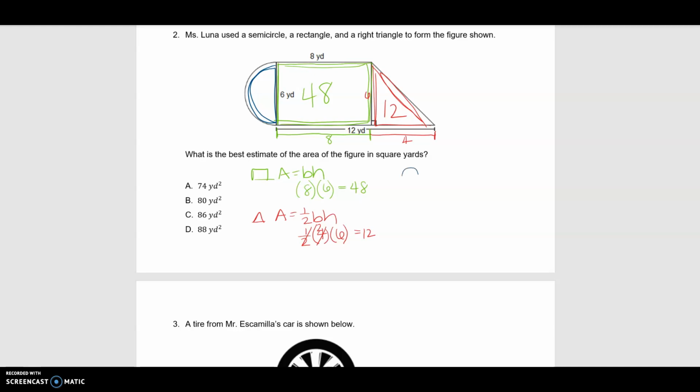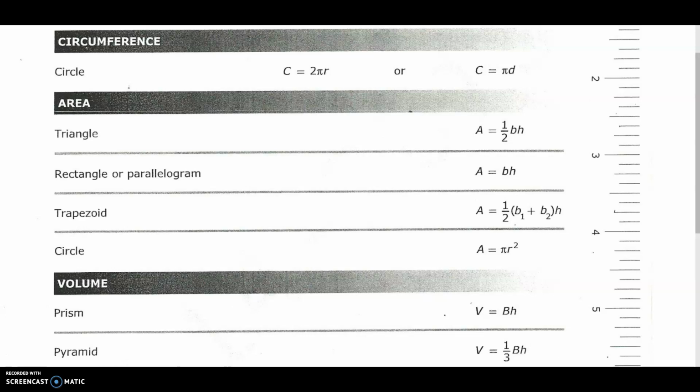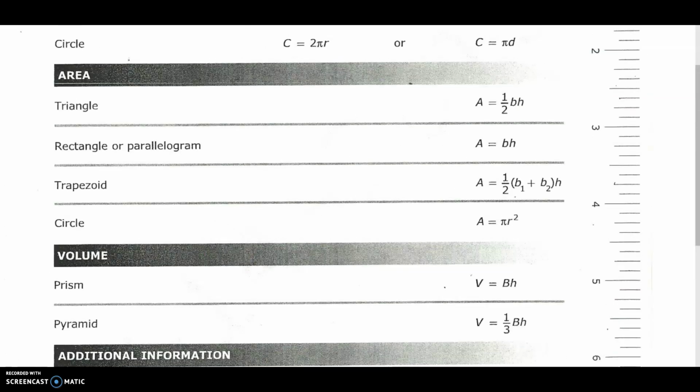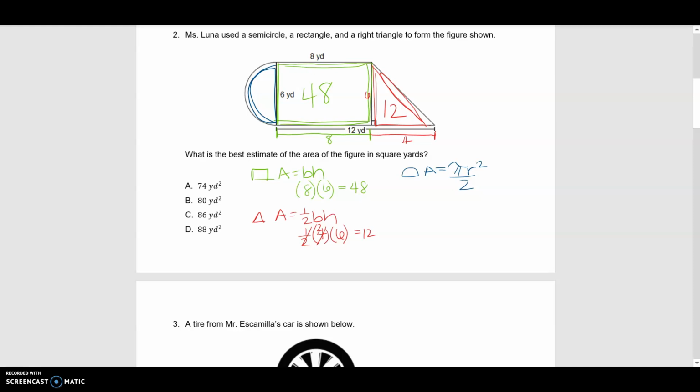So my semicircle is A equals pi r squared divided by 2. Because with composite figures, we're still in this area portion, and I'm using this circle here. So pi r squared, and then I'm dividing it by 2 because it's not a whole circle. I'm cutting the circle in half, and I'm just taking this one piece of it. Okay, so I'm dividing it by 2.